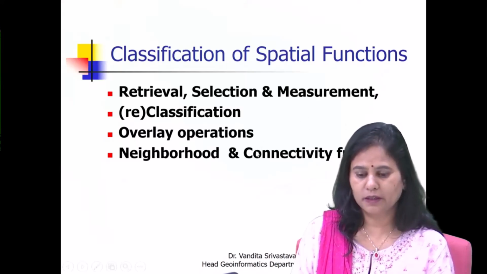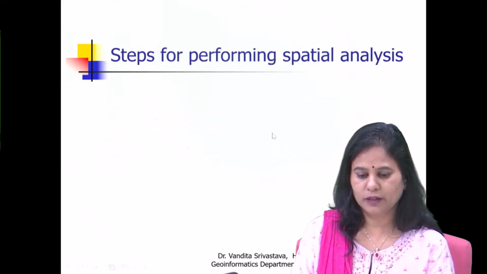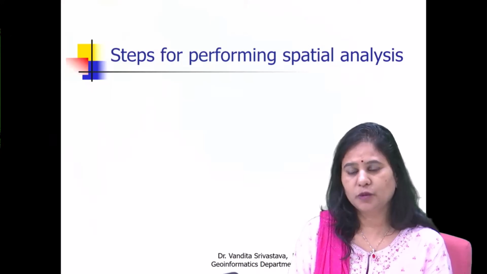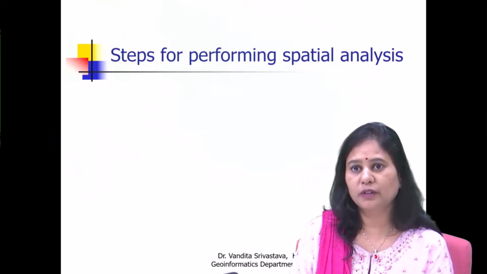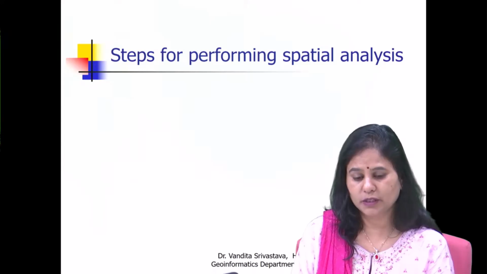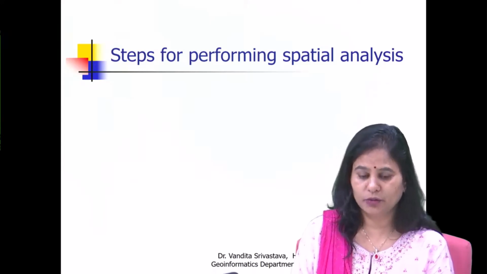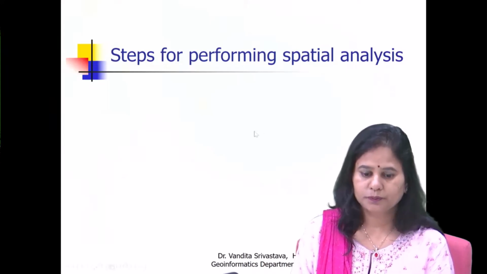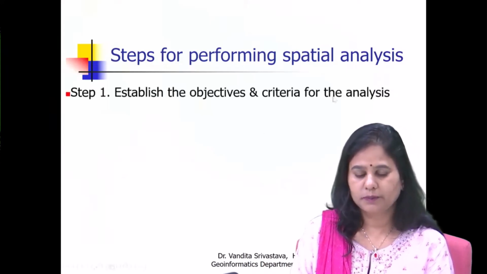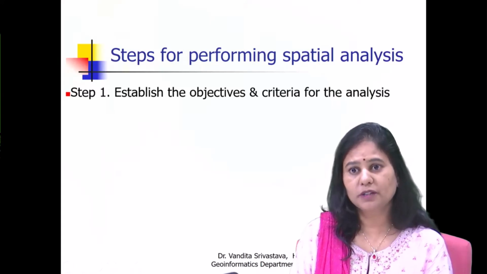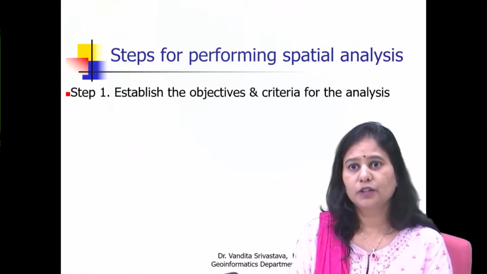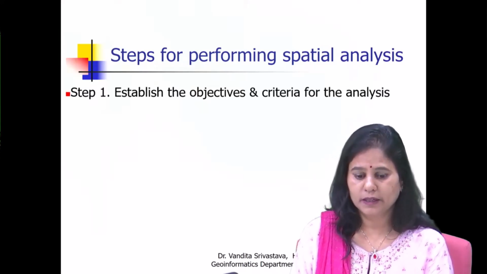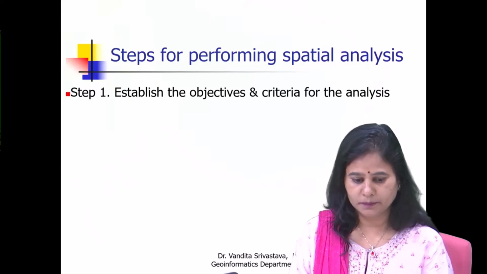First, let me show you the steps to perform any GIS project, suppose we have taken one. So what will be the various steps involved in a GIS project? I'll be discussing these steps with you, and then we'll see one example. The first step is to establish an objective, and you make it more crisp by identifying the criteria for analysis. That is step number 1.